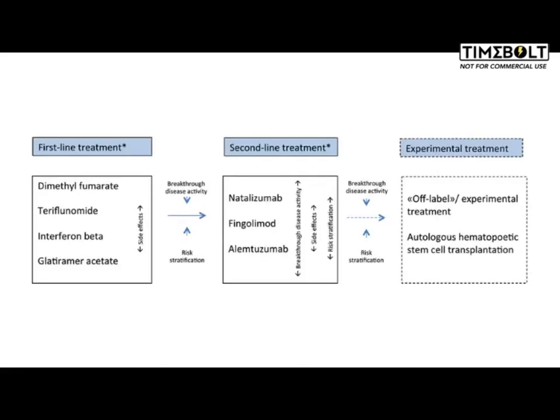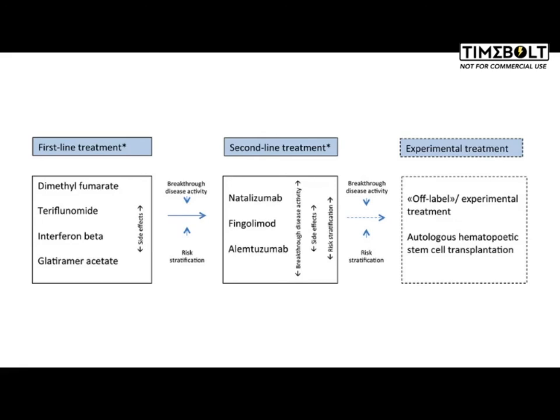So the drugs which are available: first line drugs are those which are moderately effective but have fewer side effects. These include interferon beta, glatiramer acetate, teriflunomide, and dimethyl fumarate. The second line treatment drugs are those which are highly effective. They have severe side effects, and these are given to those patients who do not respond to the first line drugs, or the disease course is very aggressive over time.